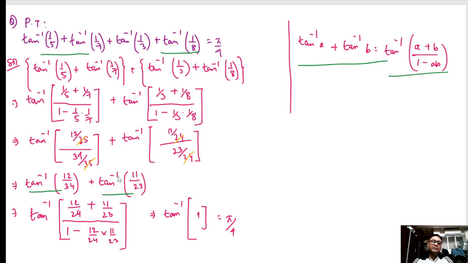Using this we are getting this, and using this we are getting this. Again it is tan inverse a plus tan inverse b's formula. So again tan inverse, this is my tan inverse a plus b by 1 minus ab. Solving it we are getting 1, tan inverse 1 is pi by 4. That is my answer. Please note, our target will be to do in such a way so that we are always using some help of any formula. Clear?